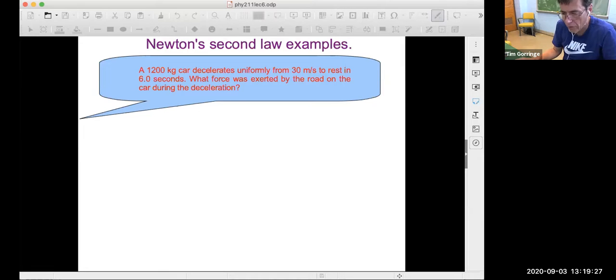So we're told in this problem, if I can get my annotation going, that will only take me half an hour, so don't worry about it.